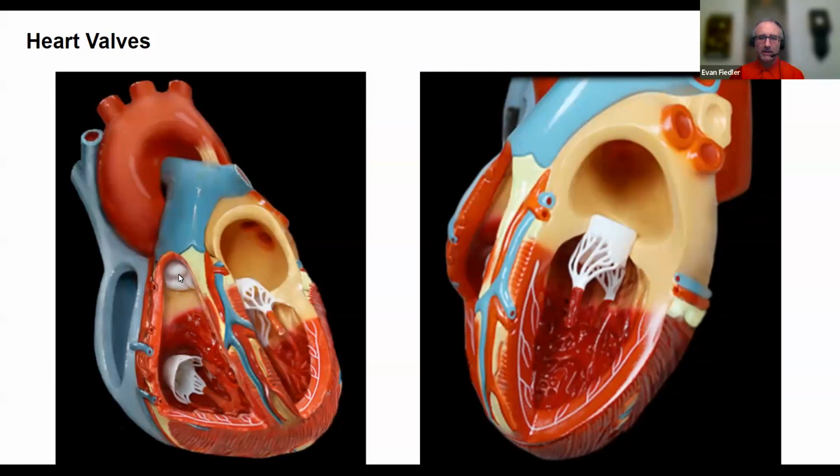Remember, arteries carry blood away from the heart. Here we see the left atrioventricular valve, also called the mitral valve. It is a bicuspid valve, two cusps, as you see, again anchored to the ventricle by the chordae tendineae.